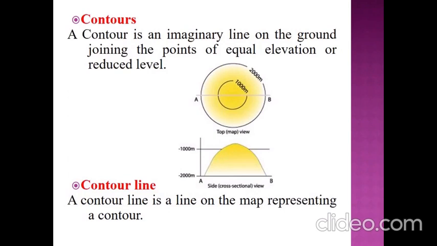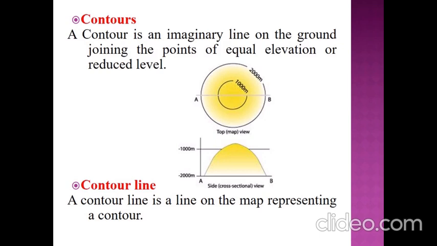So let us start with the definition of contour. Basically, an imaginary line on the ground surface joining the points of equal elevation is known as a contour. In other words, a contour is a line in which the ground surface is intersected by a level surface obtained by joining points of equal elevation. These lines on the map represent a contour and are called contour lines. A map showing contour lines is known as a contour map.